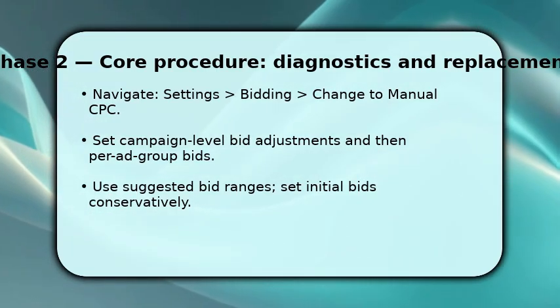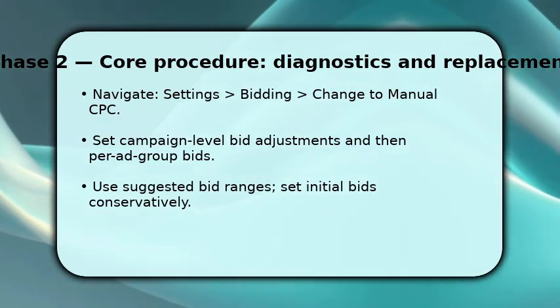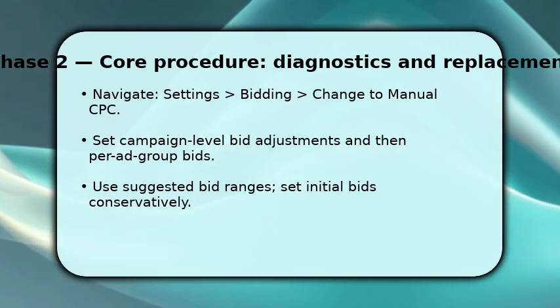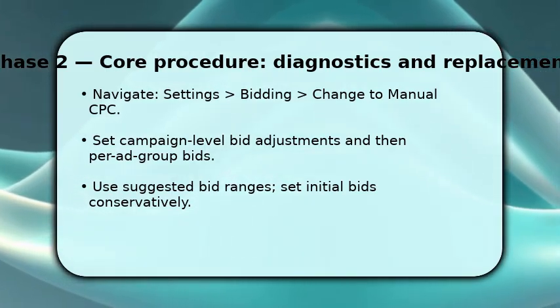Use Google's suggested bid ranges as a reference, but start conservatively to avoid overspending. Once bids are entered, make sure ad scheduling and device bid adjustments reflect your highest value times and device.